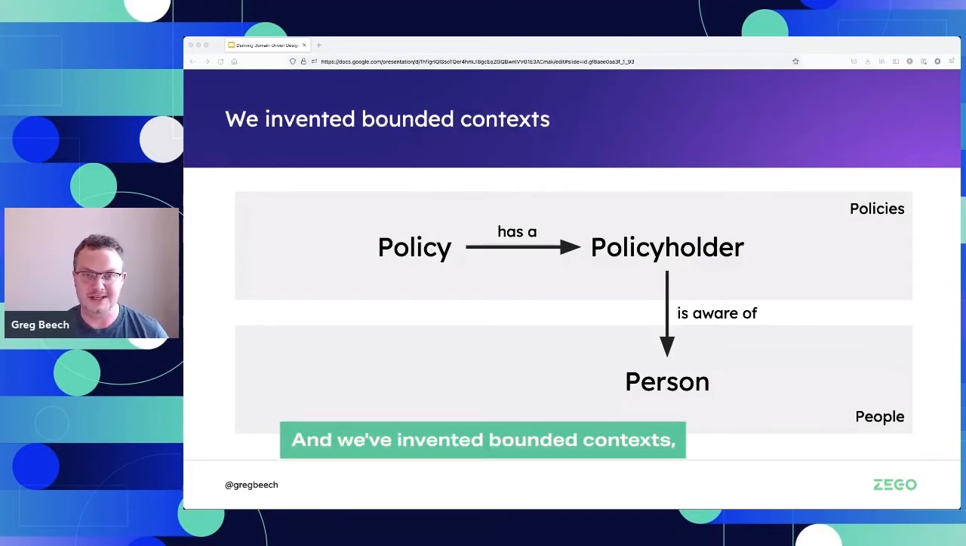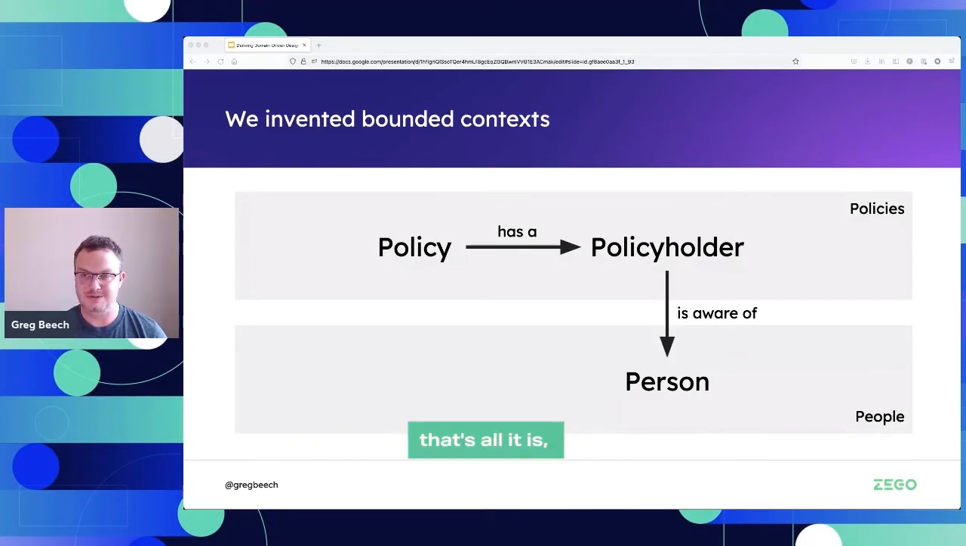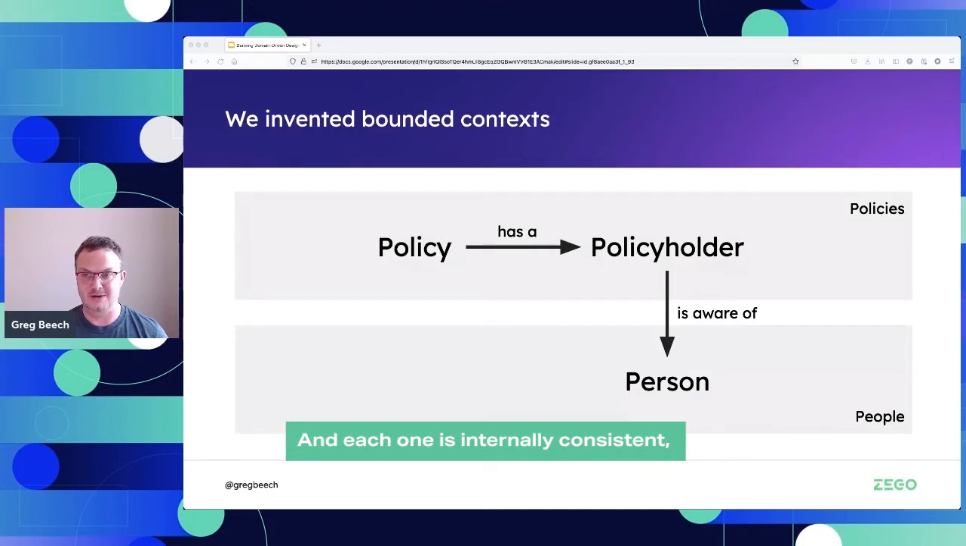And we've invented bounded contexts. That's all this is, separating it into smaller parts. And each one is internally consistent, but not necessarily, as we've seen, consistent with each other, because at the moment, person, when it changes, will not be consistent with the policy's context.